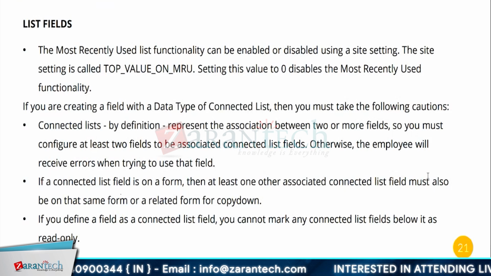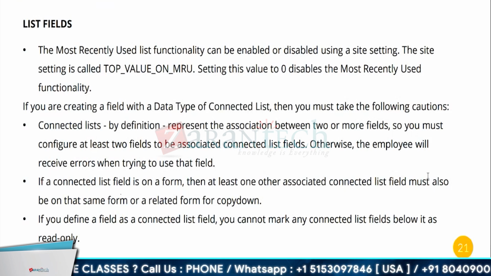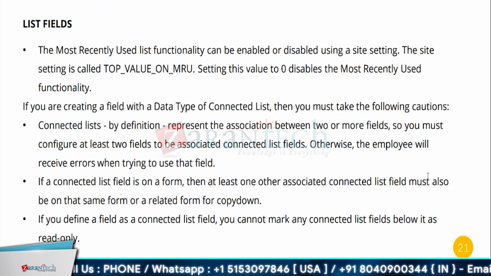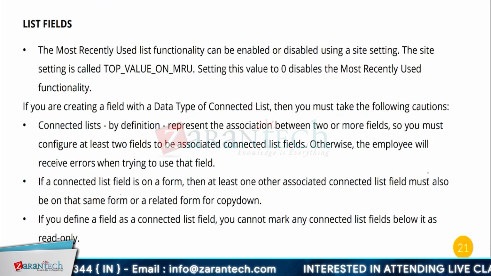If you are creating a field with a data type of connected list, you must take the following caution. A connected list by definition represents the association between two or more fields. So you must configure at least two fields to be associated connected list fields. Otherwise, the employee will receive an error when they try to use that field.